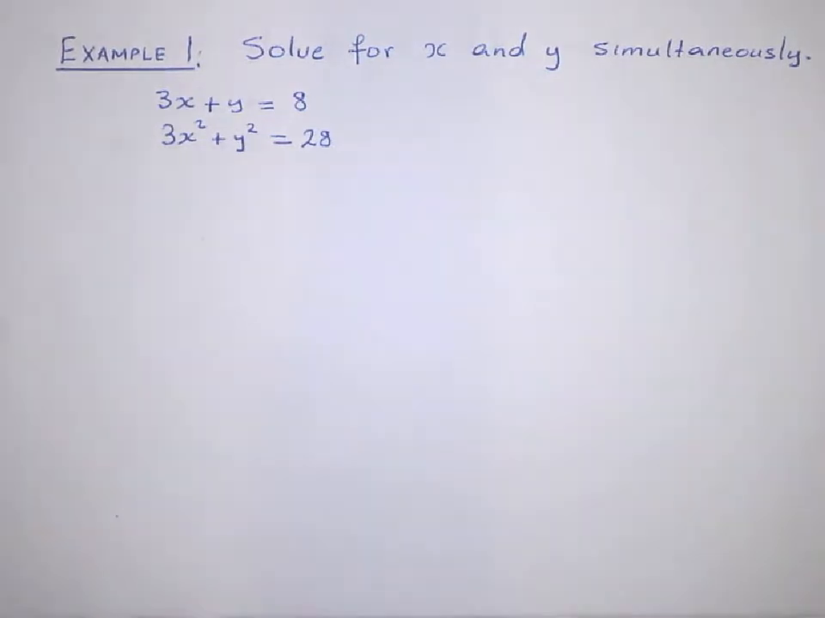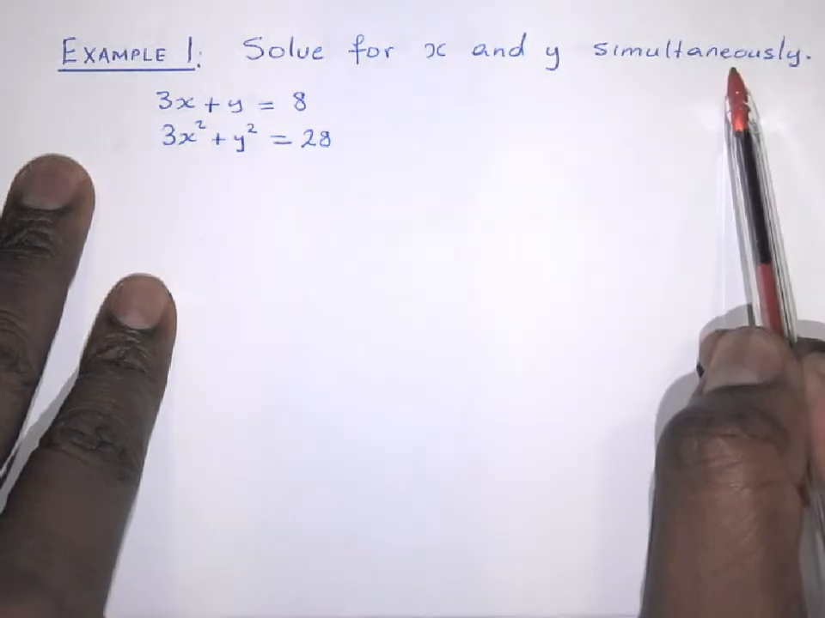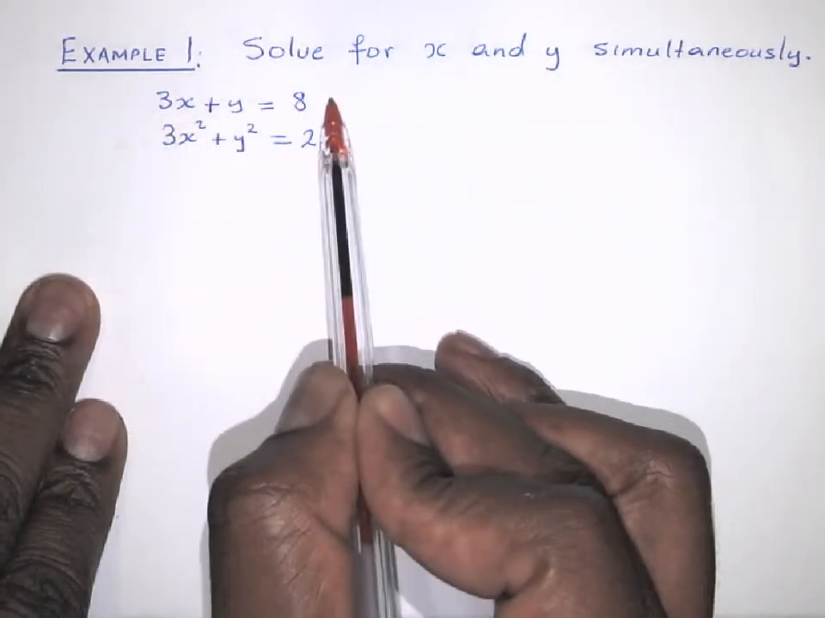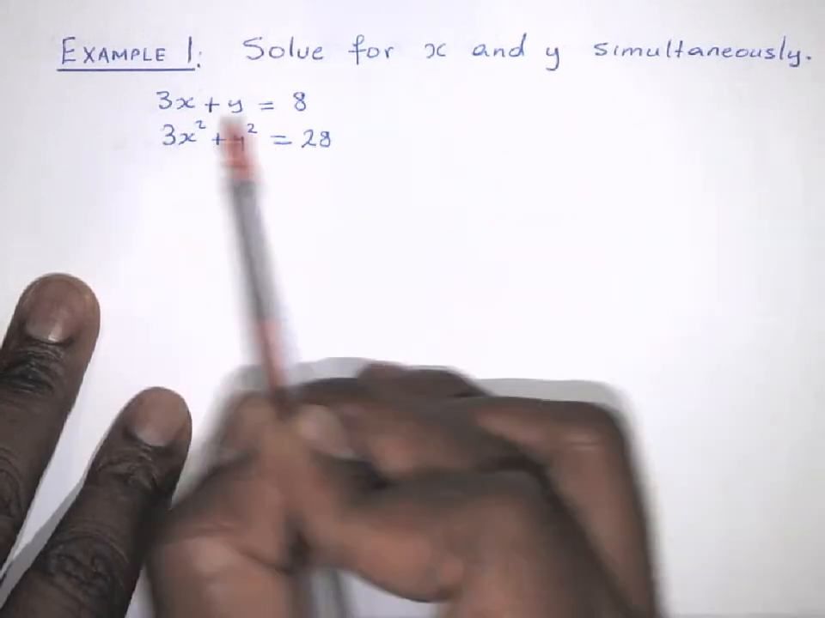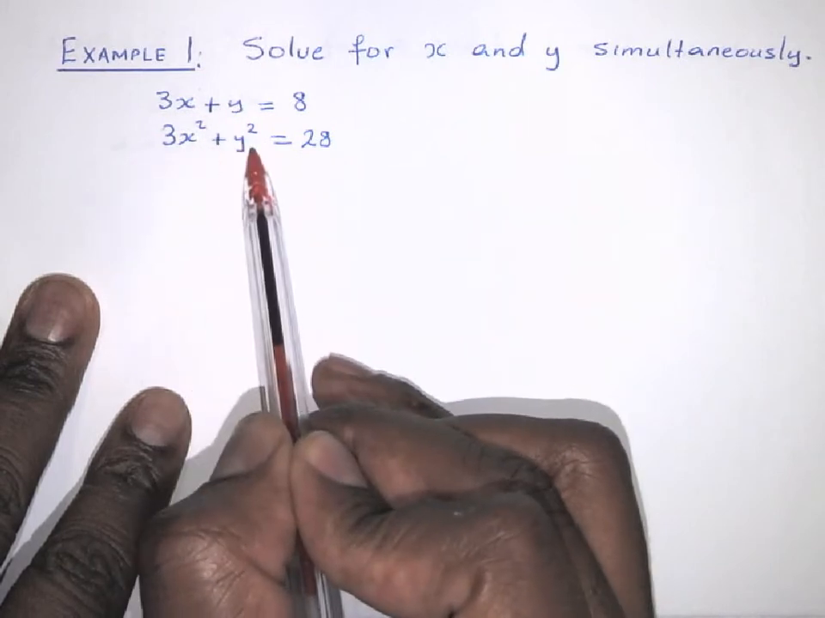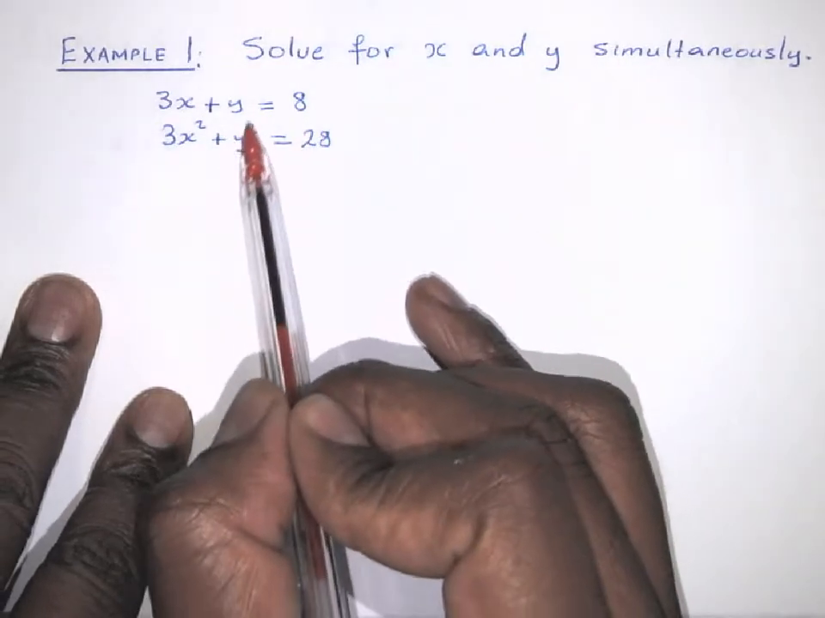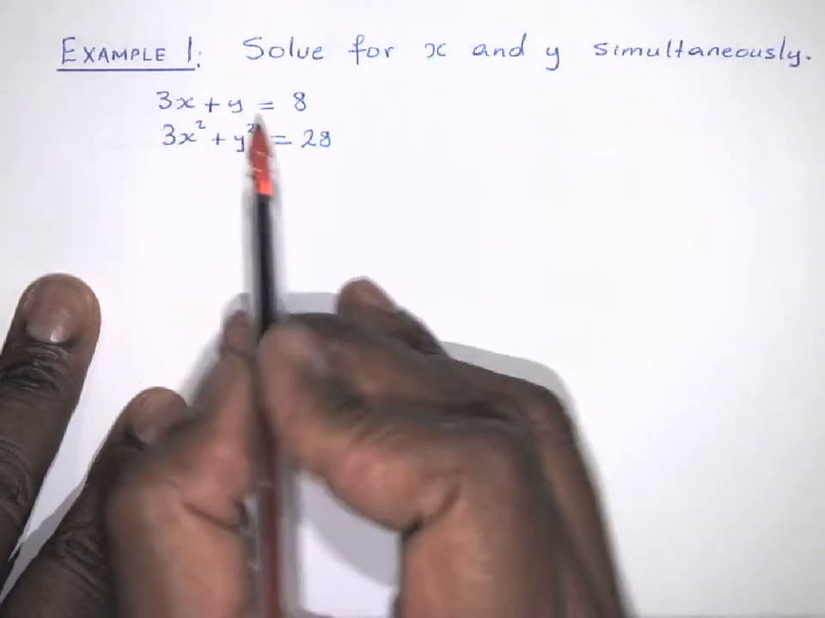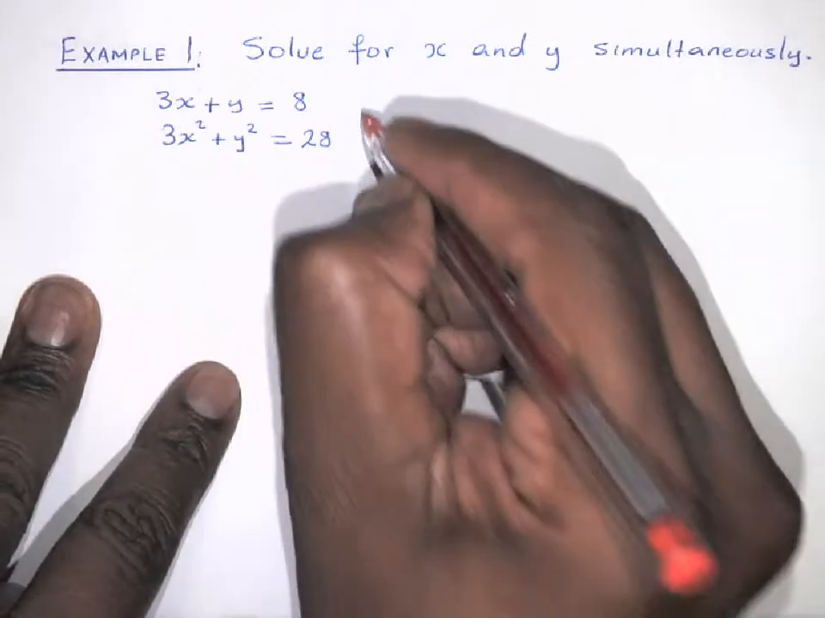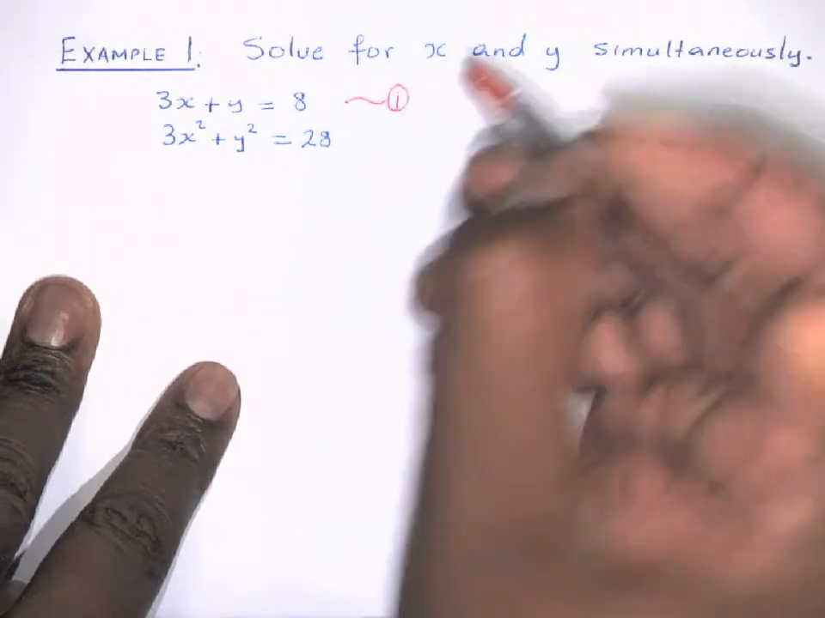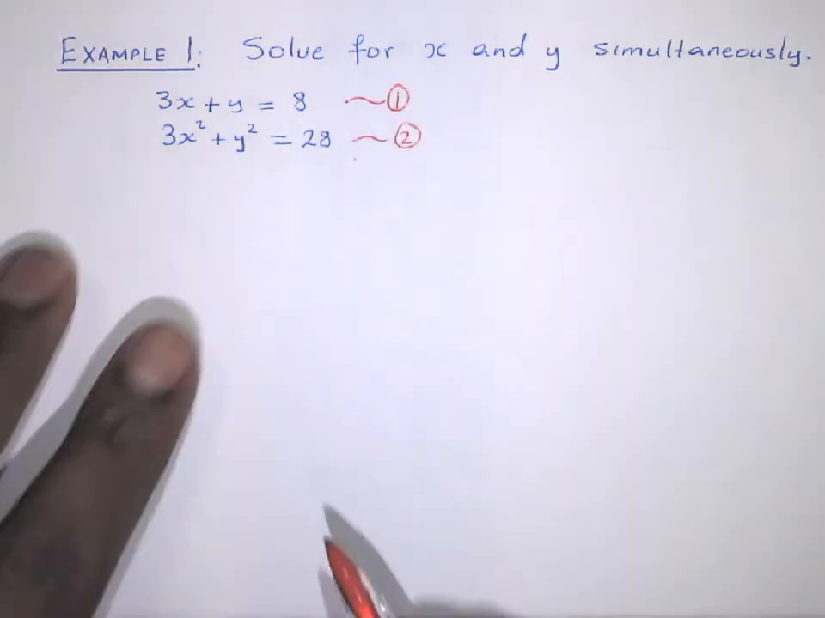Let us suppose we're given this example. They say solve for x and y simultaneously. If you look here, there's the first equation and the second equation, both of which have got x and y. It means when they say solve for x and y simultaneously, you must find the values of x and y that will satisfy both of these equations. Let us say this is equation 1, our first equation, and this is equation 2, our second equation.